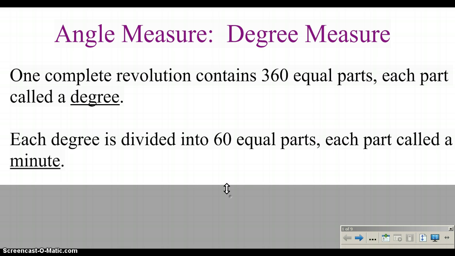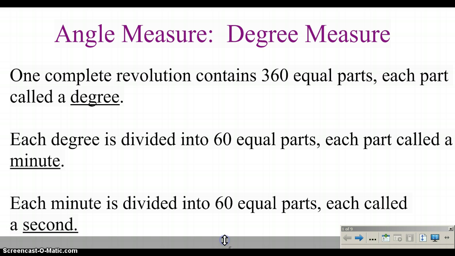So for example, instead of saying 60 degrees and a half, which we would write as 60.5, they don't use decimals. Since there are 60 minutes in a degree, a half a degree would be 60 degrees, 30 minutes. Okay? And then it goes even smaller: each minute is divided into 60 equal parts called a second. We're probably not going to do a lot of math using seconds. We're just going to break it down to degrees and minutes.